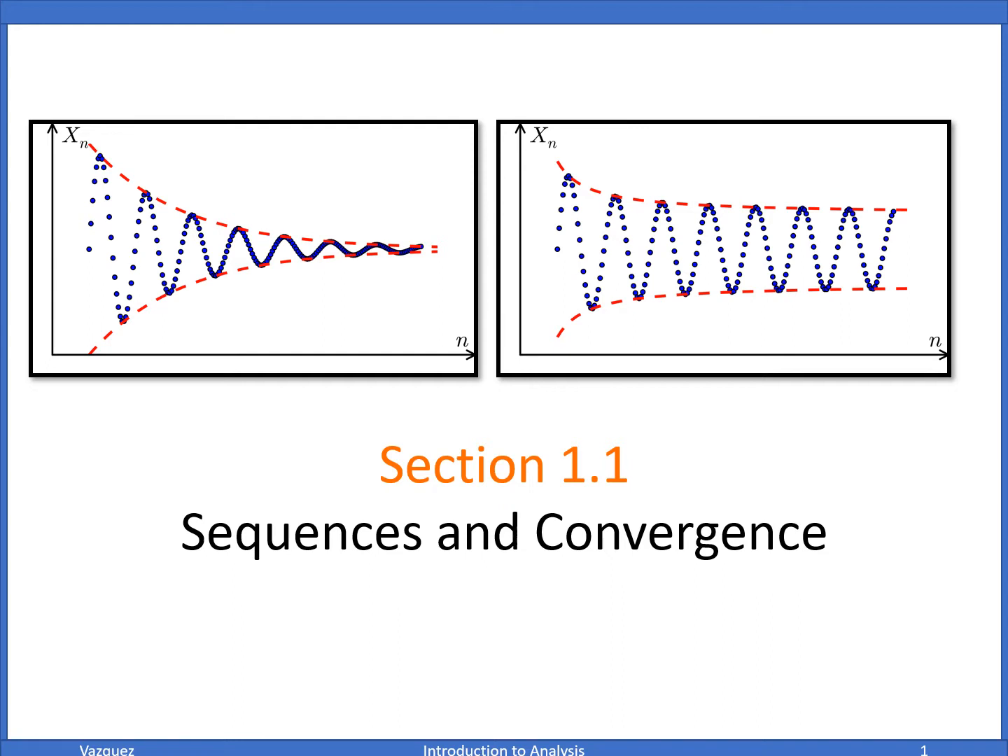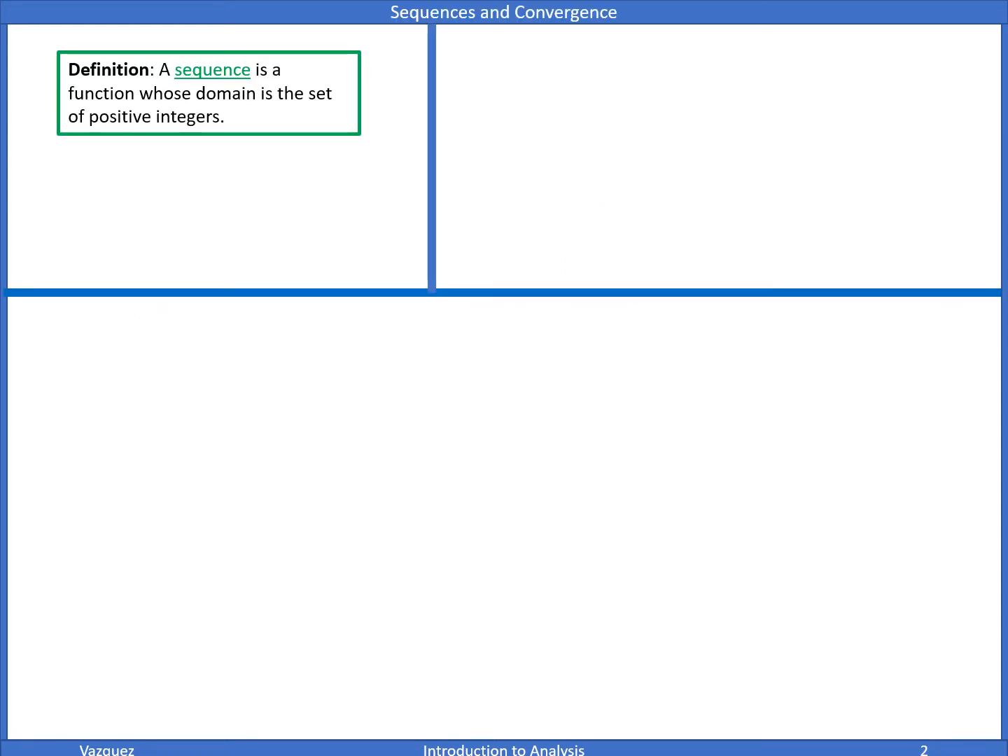If you see here the two pictures, we have one sequence and another sequence. We're going to define what sequences really are, and then we're going to see some properties that they have, like convergence or divergence, as you can see from the title here. So the first thing is defining what a sequence is.